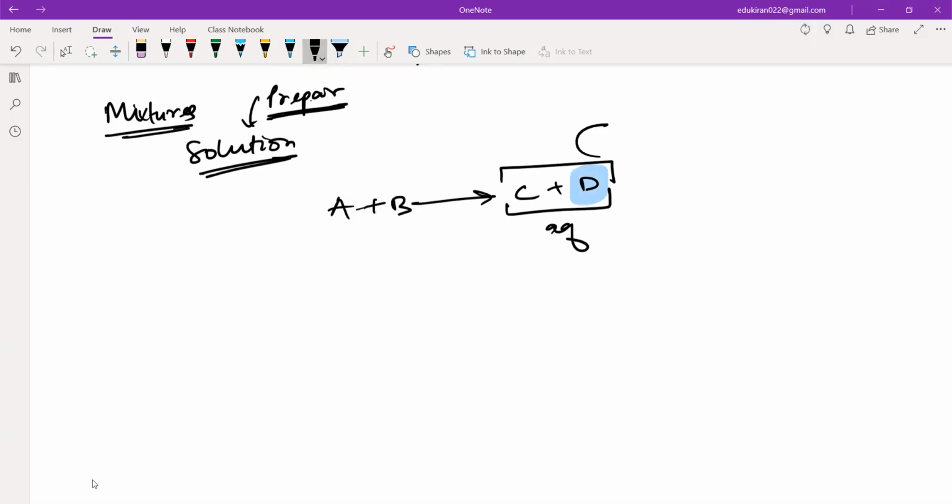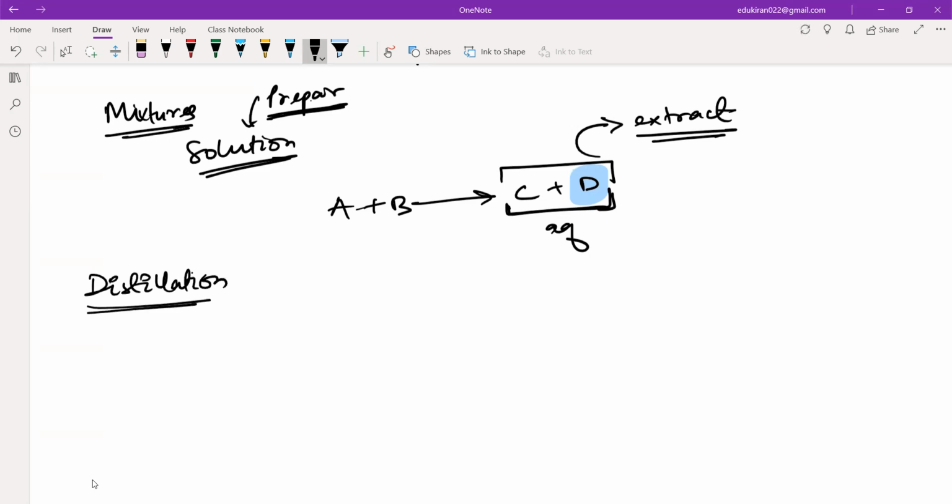Then what we need to do is extract D, or we need to purify this particular solution. We need only D from here. One of the easiest methods is distillation, that you must have heard of. Like in your lower standard also, you must have heard of distillation.